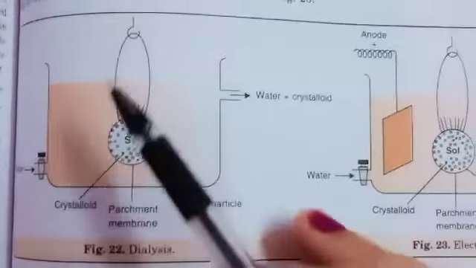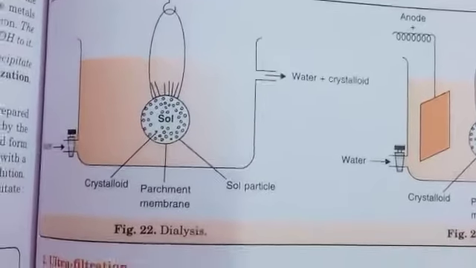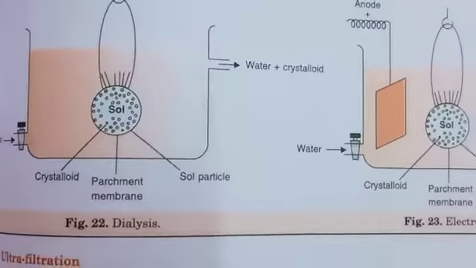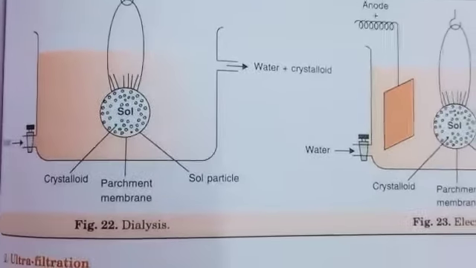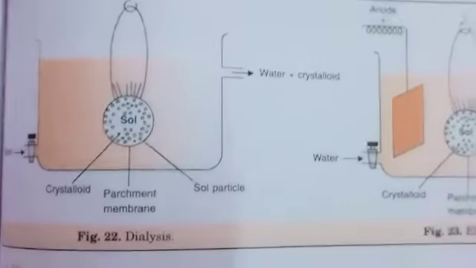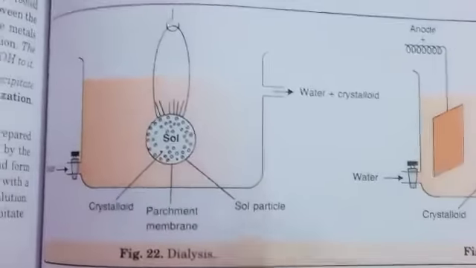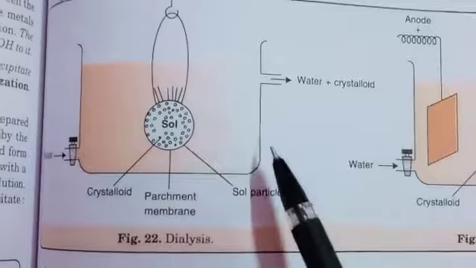Just see now, 12th class. In case of dialysis, the definition is clear to you. It's a process of separating colloidal particles from those of crystallite by means of diffusion through a suitable membrane. That is known as dialysis. Now what's the principle of this one? So just see, there is a simple diagrammatic representation.